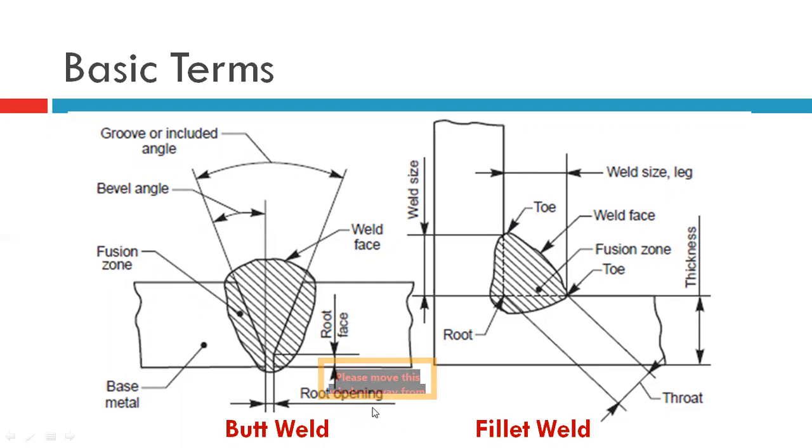Which are these terminologies? Right here in the figure, we show two welds. One is the butt weld and another one is the fillet weld. These are very common weld types. In the figure, the first is a butt weld. It shows the different terms. As we are talking about these two plates, this is your first plate, and this is another plate that is going to be joined to the first.